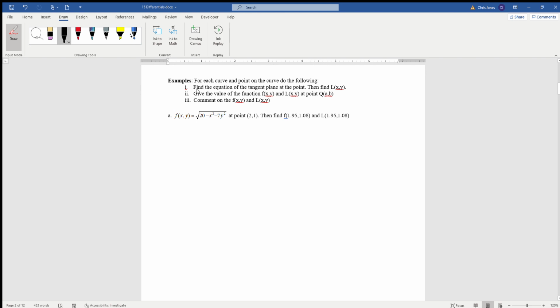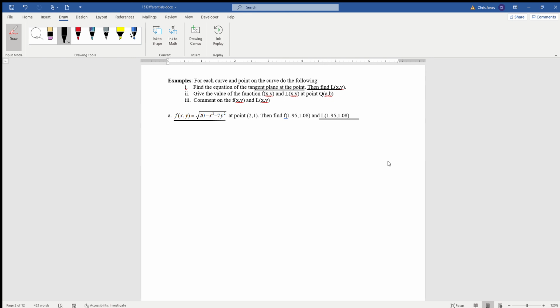For each curve, find the equation of the tangent line, then find L of x, y, which are essentially the same thing. Find the value of f(x, y) and L(x, y), and then we're going to comment on any disparity that may exist. All right, so we're going to find the equation of the tangent plane to this radical function at the point (2, 1). Then we're going to use that to approximate f of (1.95, 1.08). And we're going to find L of (1.95, 1.08) and approximate the difference.